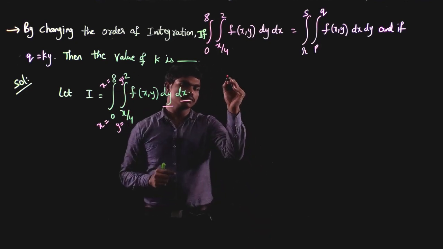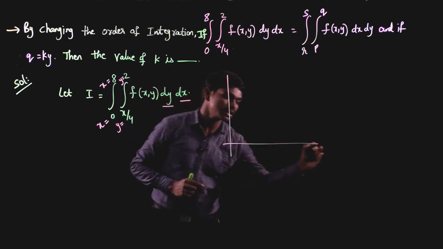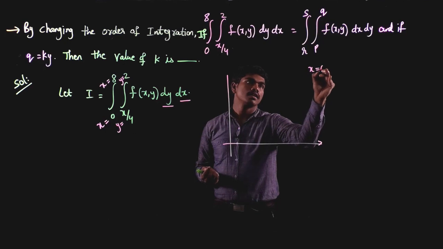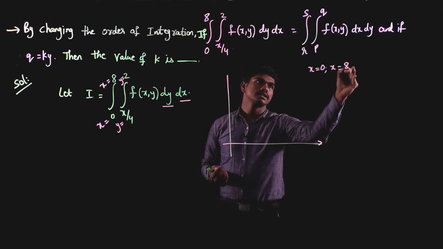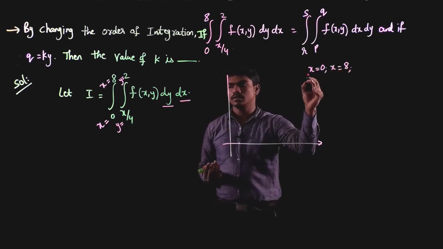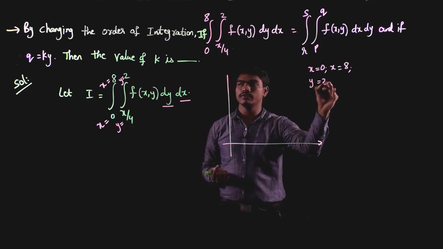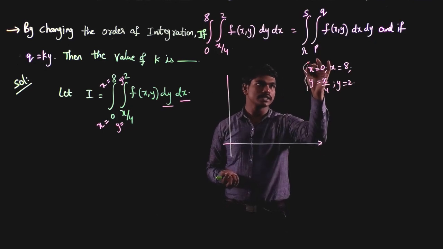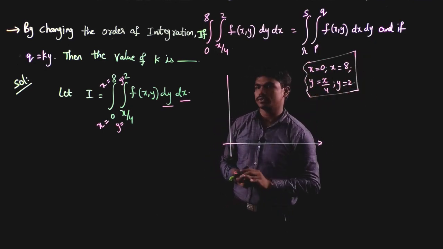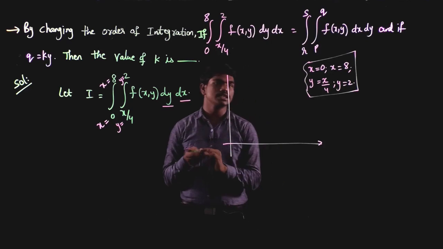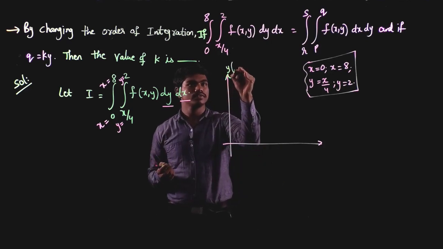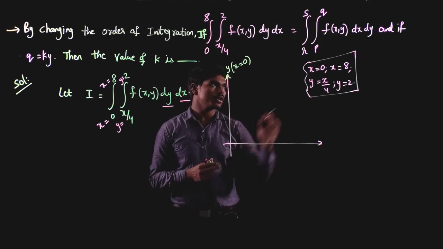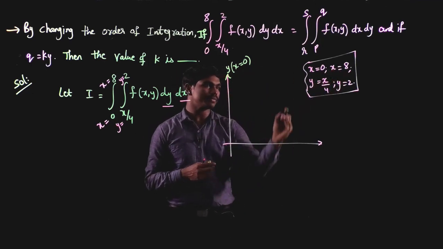Now let us try to plot these 4 equations. What are the 4 equations? If you could retest them: x is equal to 0, x is equal to 8, y is equal to x by 4 and y is equal to 2. So these are the 4 equations that are available with us. Let us plot these 4 equations first. First of all, x is equal to 0 is nothing but the y axis, which is already plotted. Then x is equal to 8, and you know lines of the form x is equal to constant are parallel to the y axis.